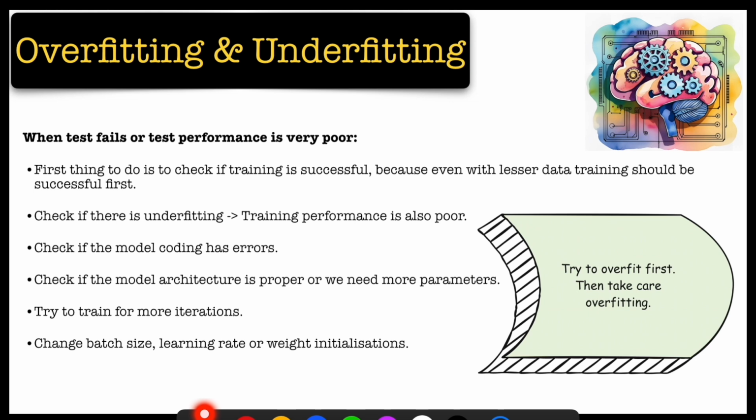So in case we see the test performance is poor, we first try to overfit, and then we can take care of the overfitting. Overfit means the model works well on training data. If the model doesn't work well on the training data itself, then there is no point going ahead, right? First, we have to make sure the model does well on training data. Then if we see there is overfitting, we'll tackle the overfitting.